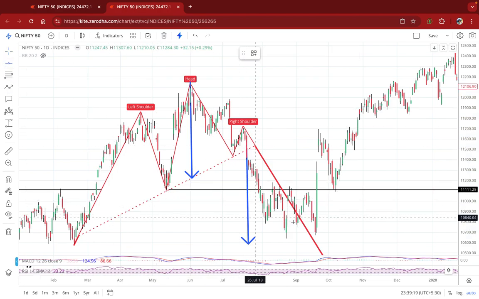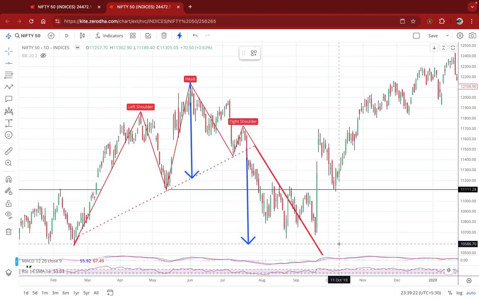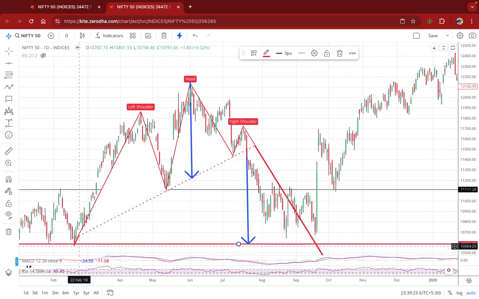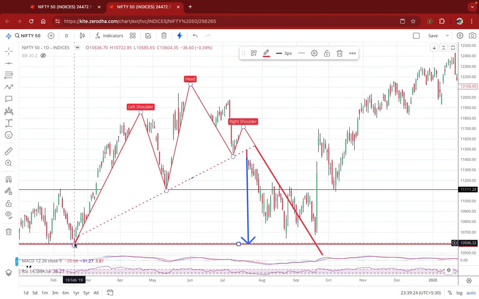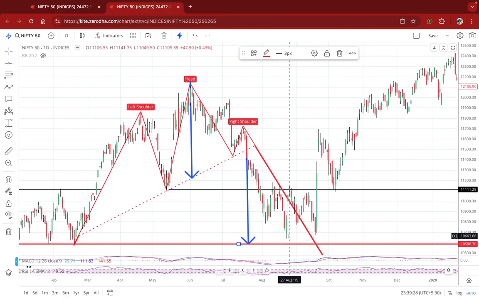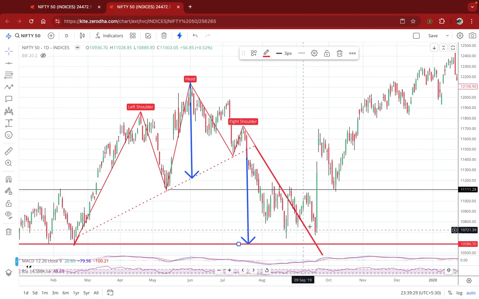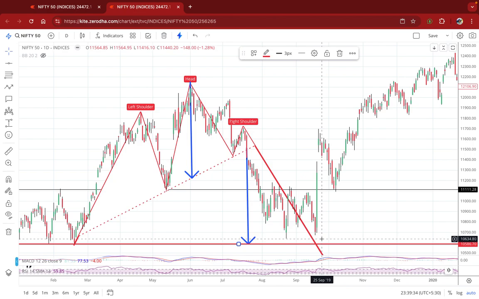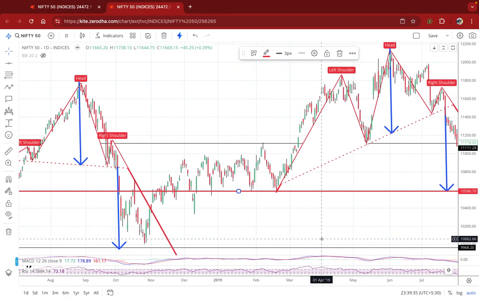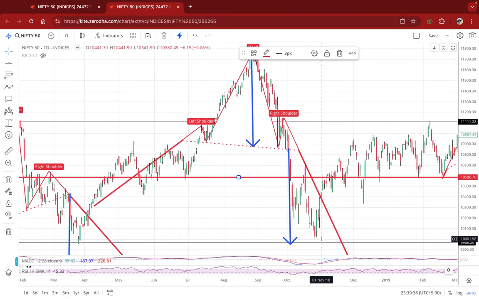It is precisely at the level which has been, it is actually looking at this particular support as a target, and if we almost came to the level and went back again, reversed. It came actually twice to the level almost there, and thereafter it went back. So there are many examples here again.